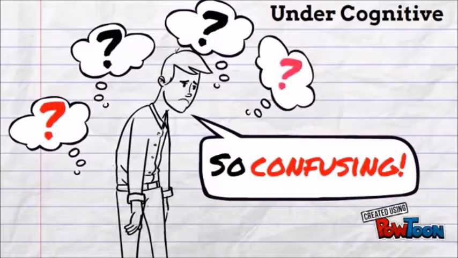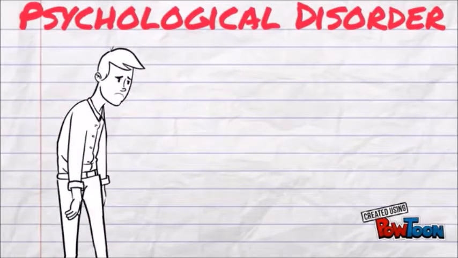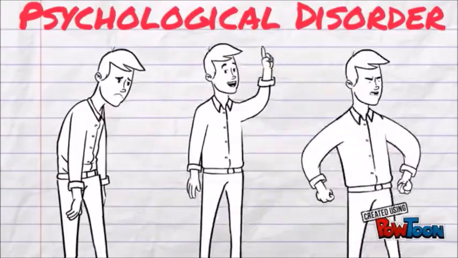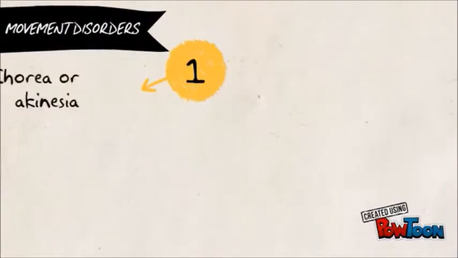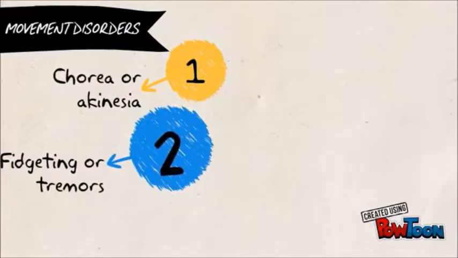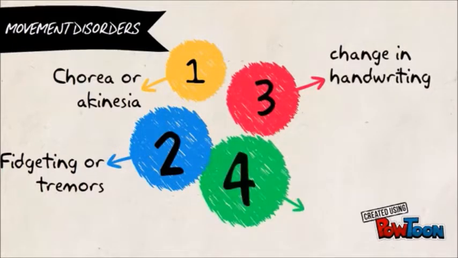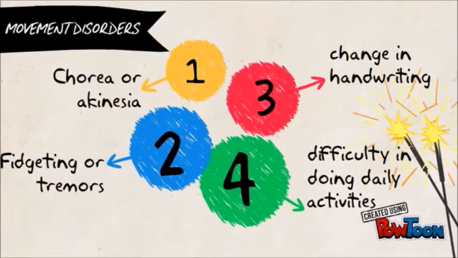The symptoms may vary between each individual, but the main ones include cognitive problems, sudden loss of recently learned skills, inability to react to others' feelings and emotions, loss of judgment, clumsiness, etc. For psychological disorders, there might be phases of depression or anxiety, or maybe even sudden irritability. Movement disorders include chorea or akinesia, fidgeting or tremors along with change in handwriting, and also experiencing difficulty in doing daily activities.